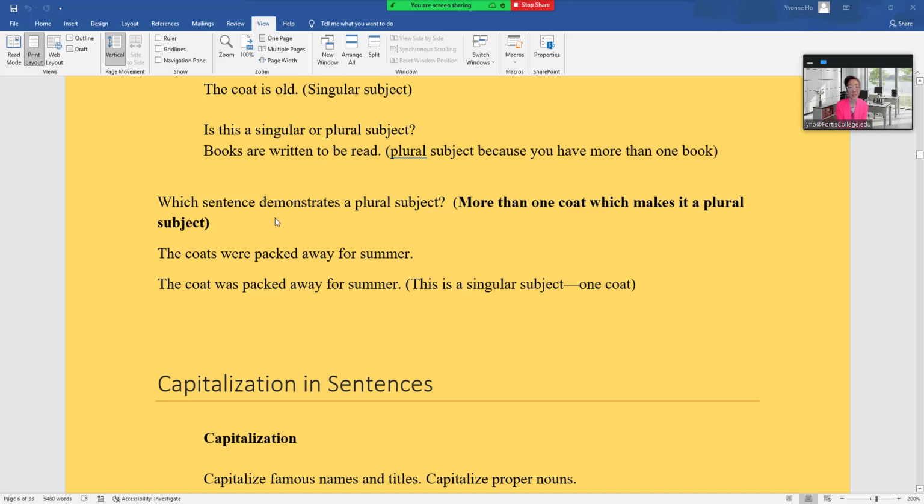Which sentence demonstrates a plural subject? So all you have to do is look for the S. And here you see the S. The coats were packed away for summer. So that means that this is the plural subject. If you don't see an S, then that means it is a singular subject. That means only one coat. And when you have a plural subject, more than one coat, many coats.